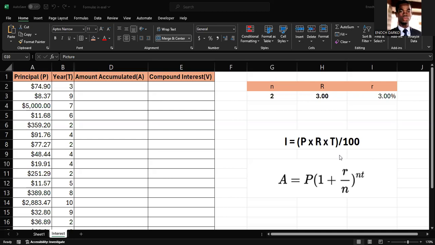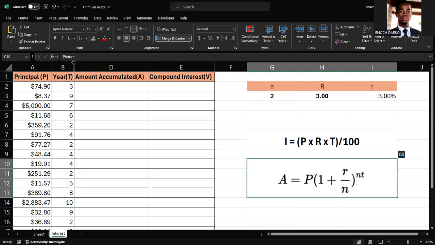Today we'll continue with our previous lesson on formulas and functions. If you have not yet watched our previous video, I recommend that you go back and visit before you join us in this section. We'll be calculating simple and compound interest. So let's get into it.